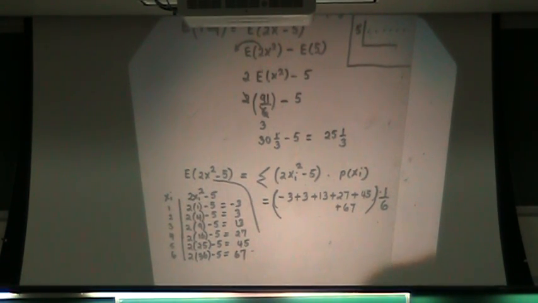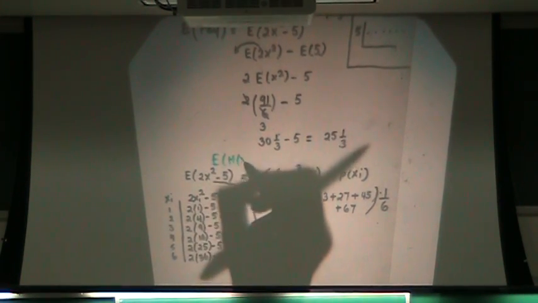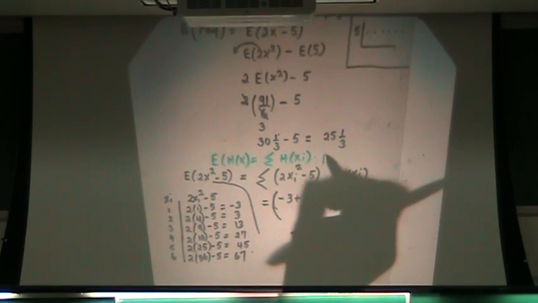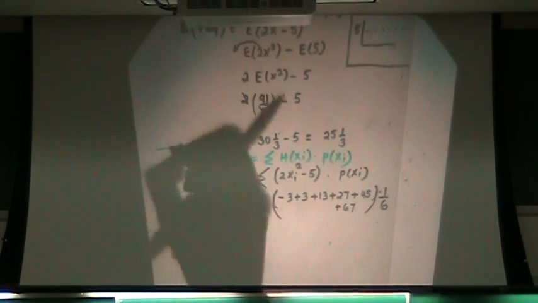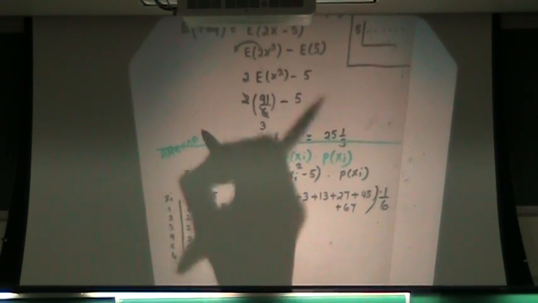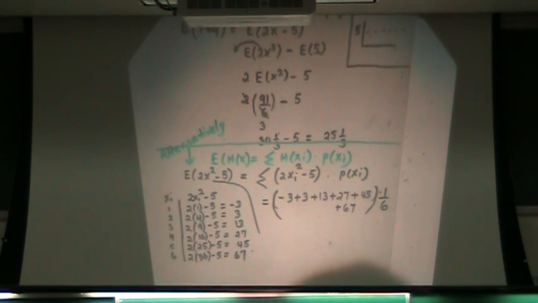Because here I used that formula that said E of h of x equals the summation of h of xi times p of xi. That's what I'm using here. Alternatively, you would do that. Is everybody okay with this?